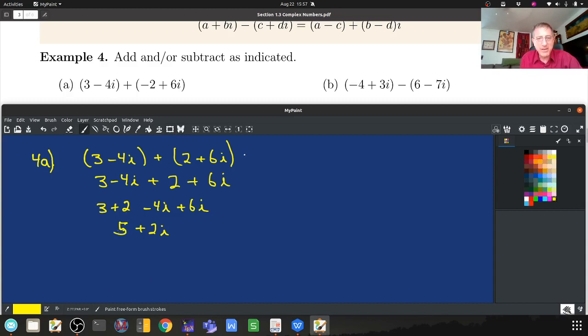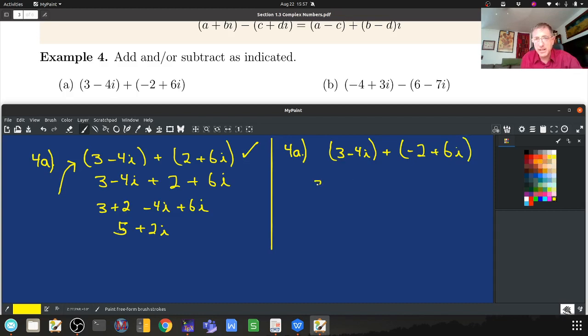Notice what I have here is correct if this is what the problem gave us. But that's not what the problem gave us. So let's actually do what the problem gave us. Maybe I should have had some coffee before this. I copied the problem down wrong, and I didn't catch it. It's 3 minus 4i minus 2 plus 6i. The procedure is exactly the same.